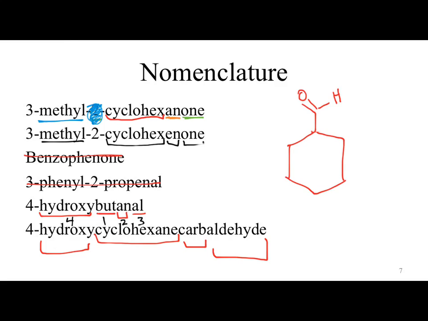What's the carb referring to? That extra carbon. Where's position 1 on our cyclohexane? Where our carbaldehyde is. Let's go with a different color. There's position 1. We can then go through 2, 3, 4, 5, 6, and at position 4 we have hydroxy. So for a name that looked brutally painful, it wasn't actually that bad to put together.